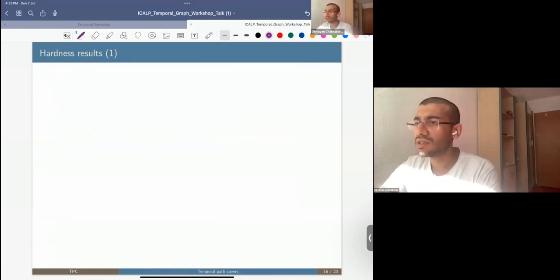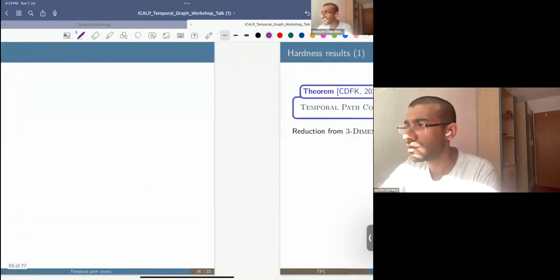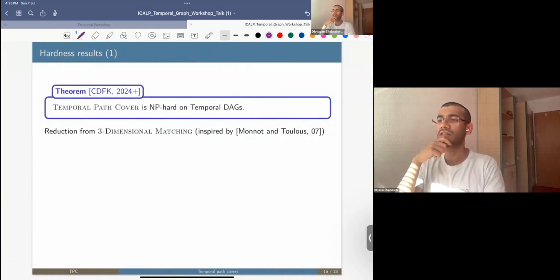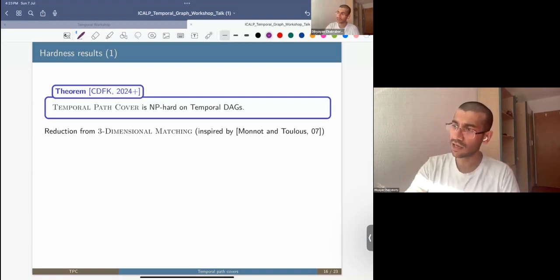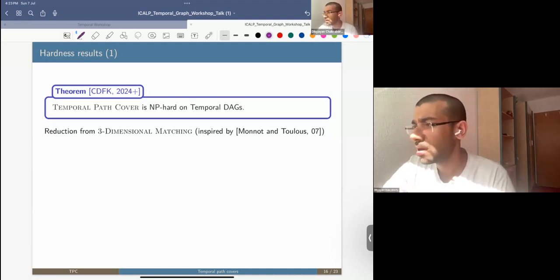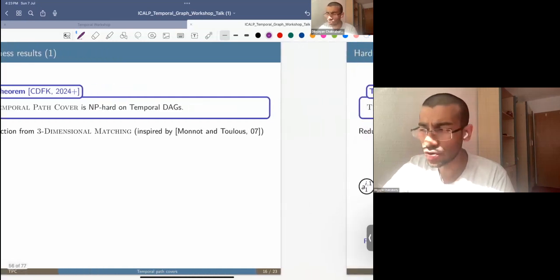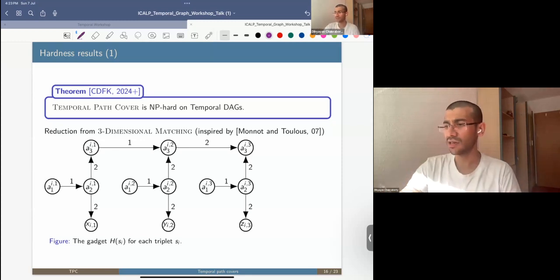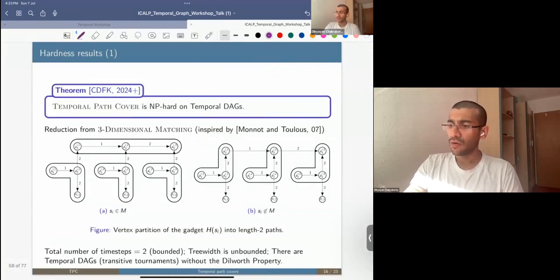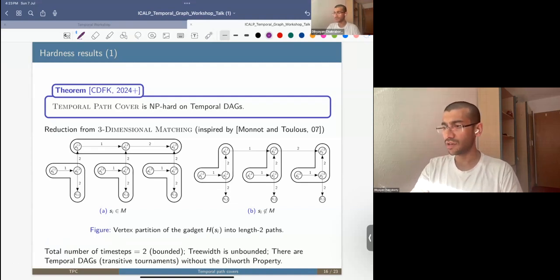Along with these results, I will quickly go through some of the hardness results that we have. Temporal path cover is NP-hard on temporal directed acyclic graphs, and it's a reduction from three-dimensional matching, inspired by a known construction, which is a standard trick that has also been used earlier. But the point to note here is that in our reduction, the number of time steps is 2, which is small, but the treewidth of the underlying constructed graph can be large.